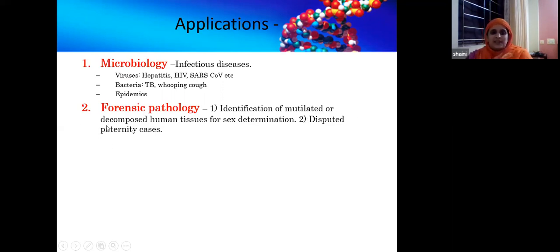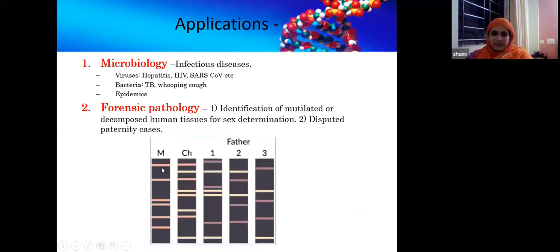And disputed paternity cases. Disputed paternity cases, it gives very good results. This is just an example here. This is the DNA of the mother, and these are the electrophoresed DNA fragments of the child and three suspected fathers. If we have to narrow it down, the child will have inherited chromosomes from both the mother and the father, so it will have nucleotide sequences corresponding to the mother and father. Not everything would have been inherited, so some of them will correspond to the mother.